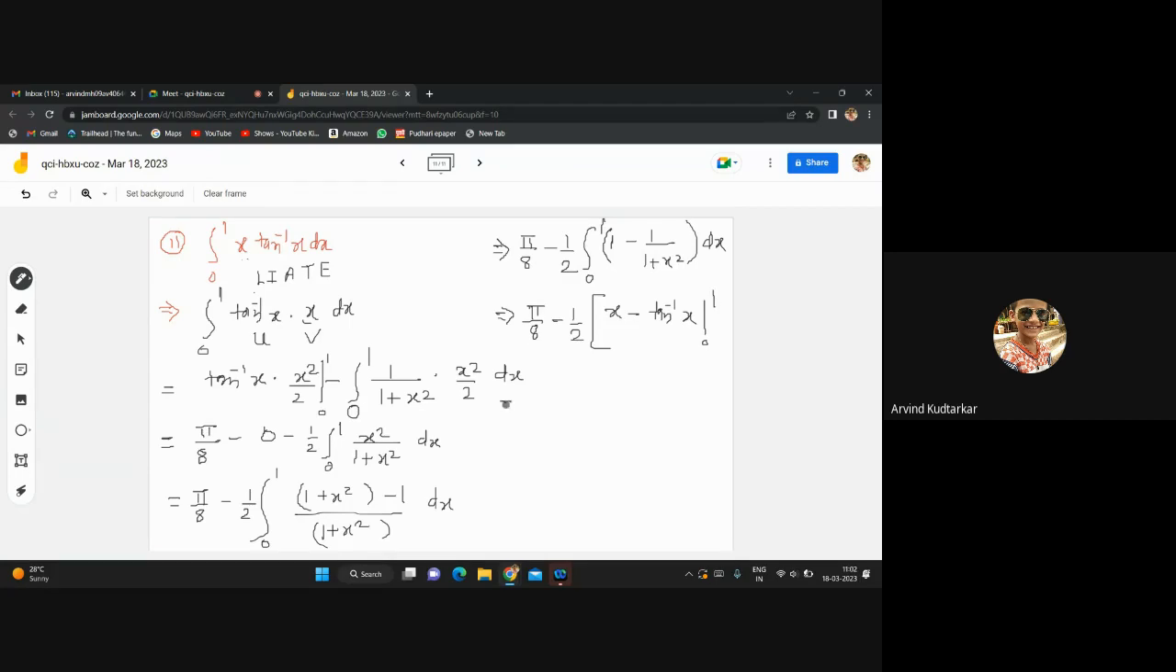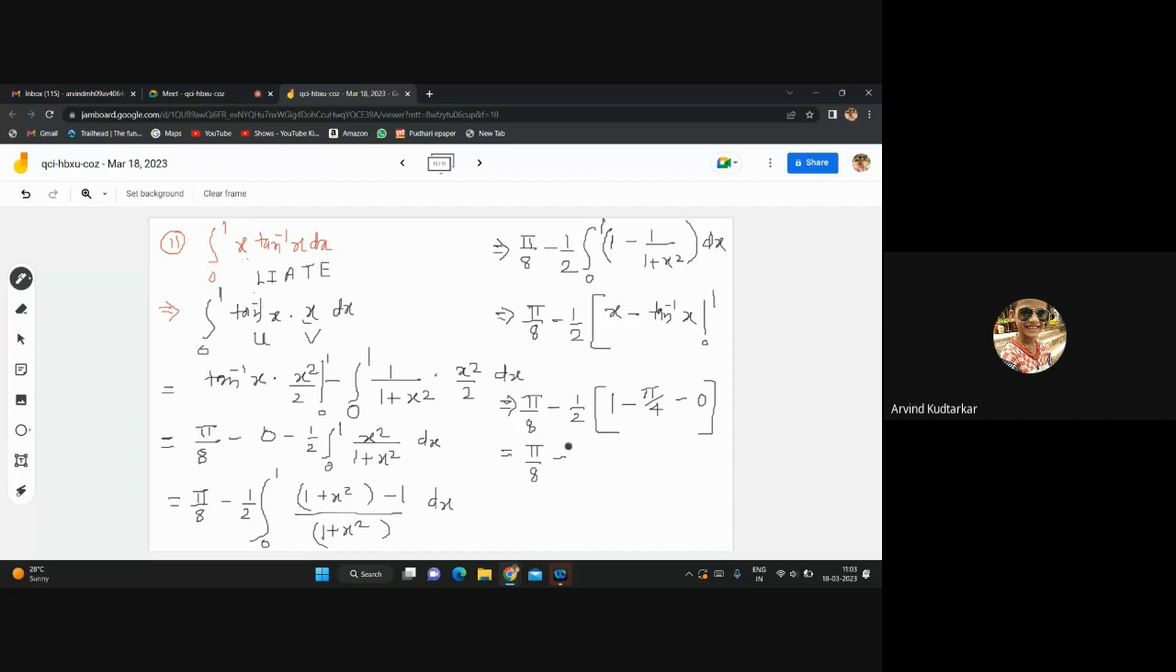Okay, so pi by 8 minus 1/2 times, in place of x write the upper limit. So 1 minus, at the upper limit x is 1 and tan inverse of 1: tan of which angle is 1? pi/4. So the value you get is pi/4. Minus, at the lower limit substitute x is 0, and tan inverse of 0. So the whole term becomes 0 at the lower limit, that is, x is 0. Now what do we do with this? We take the multiplication.